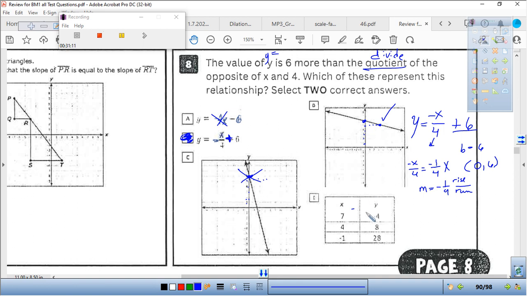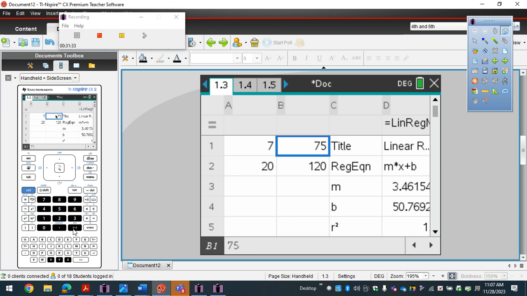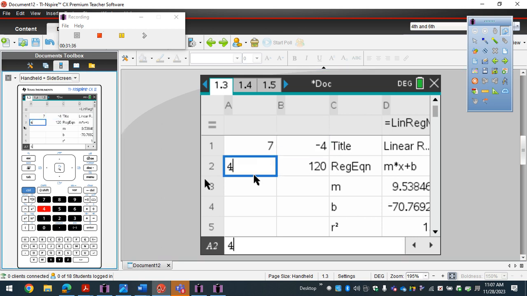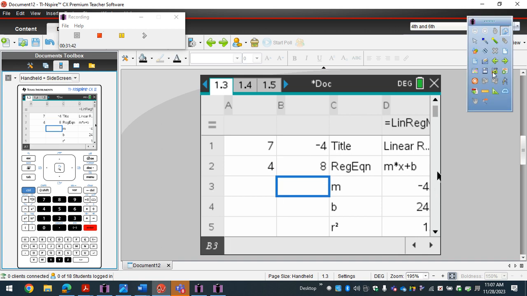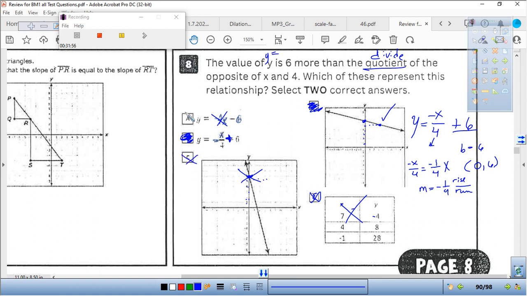I would check on the calculator to make sure that I don't have this one, and let me see what the numbers are. I'm hoping that looks like a negative 4. So we'll go 7, negative 4, and 4, 8. That's a negative 4 and 24. Negative 4 wrong and 24. So not even close. So yes, I agree, way better. That one, A, B, C, D, and this is letter E. E is definitely out. C is out, and A is out.